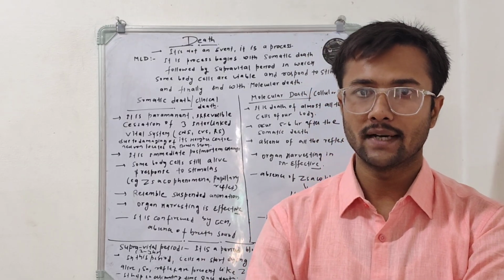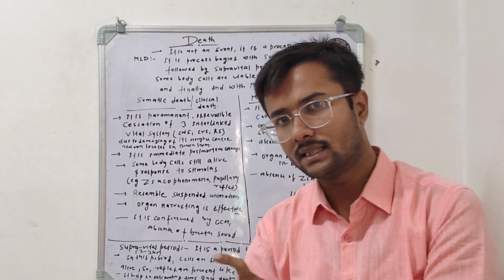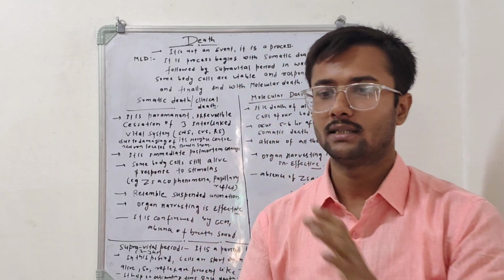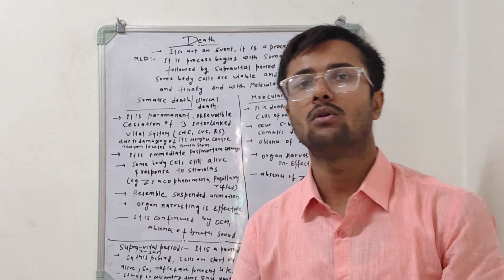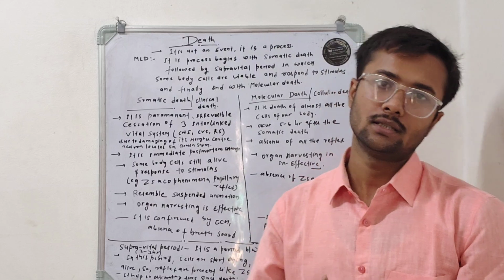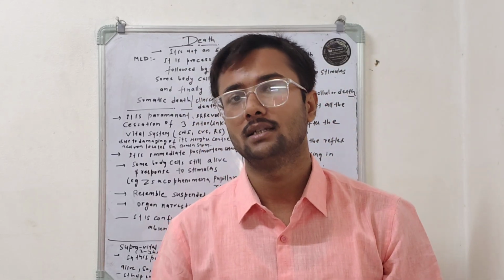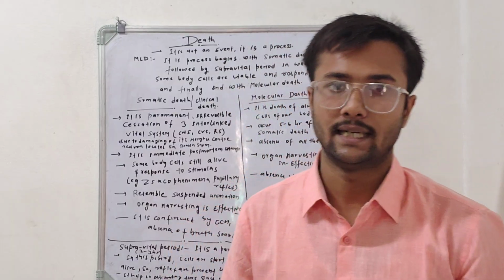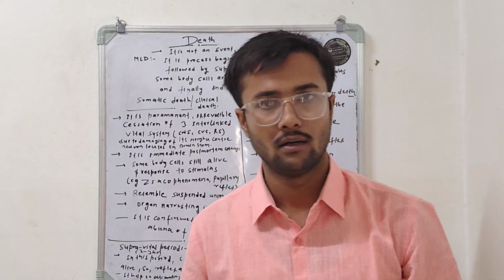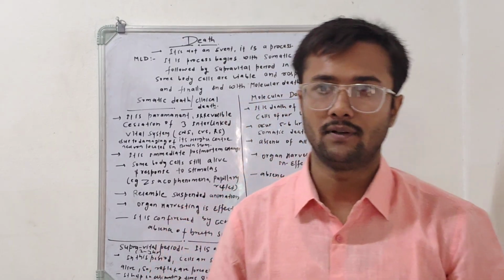In the supravital period, it is the process of the cells dying. In this stage, cells start dying, but not all the cells are dying. Since not all the cells are dying, in this condition they also show the Jacob's phenomena and the pupillary reflexes.